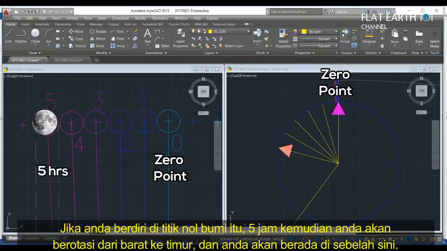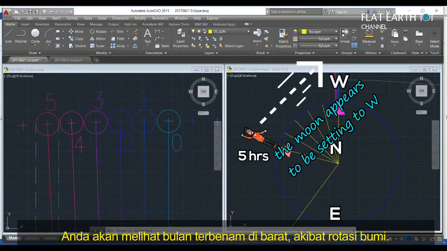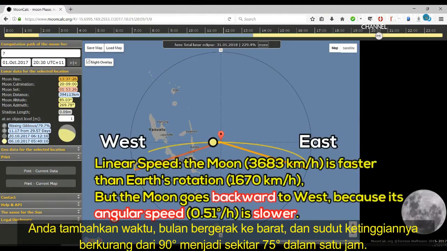If you're standing on Earth over here, 5 hours later, you will rotate from west to east and you'll be over here. You will see the Moon is setting to the west due to Earth's rotation. Exactly like you've seen at mooncalc, you add time, the Moon goes to the west.